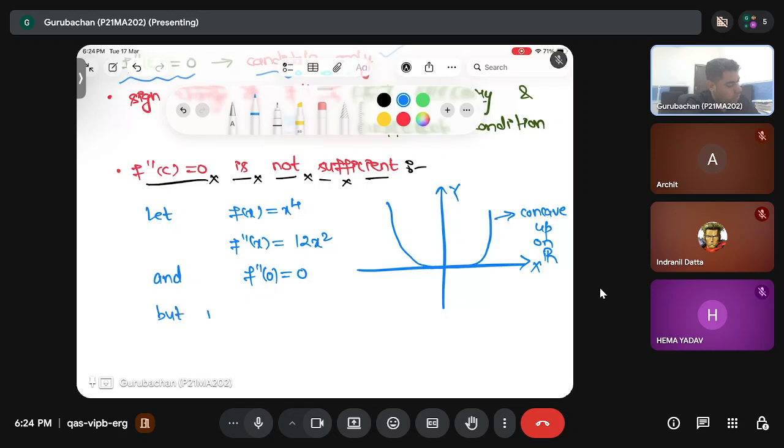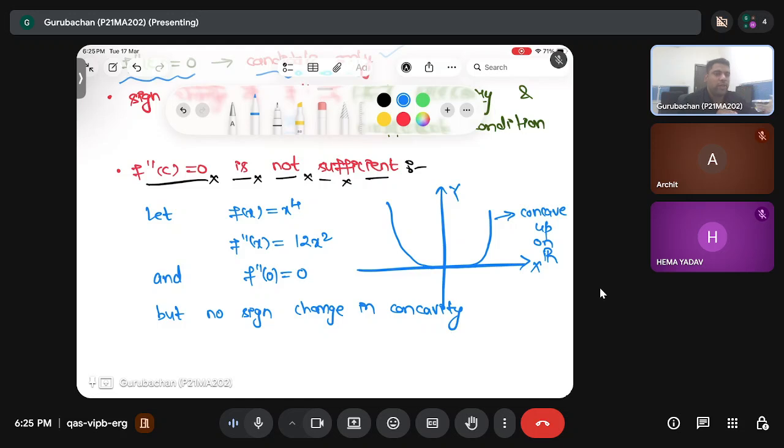So there is no sign change in concavity. Sign change means f double dash is greater than 0 after some c, and before that c it is less than 0, changing the sign. Thus, no inflection point.